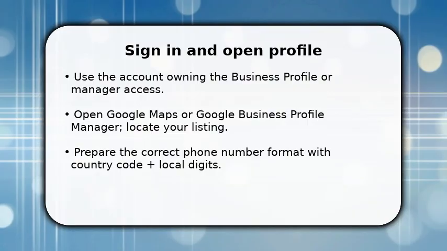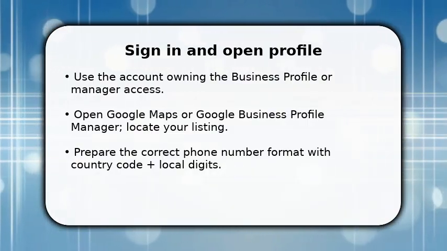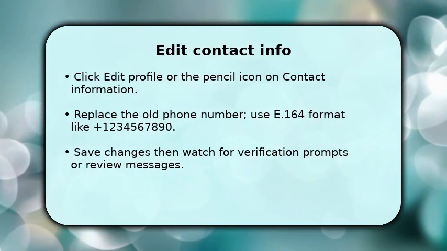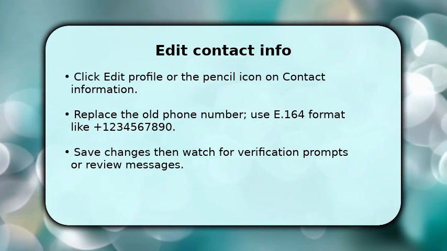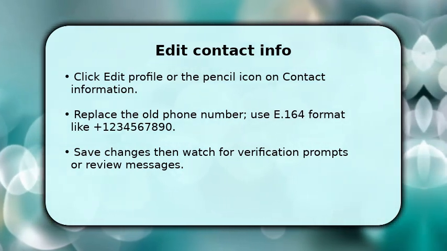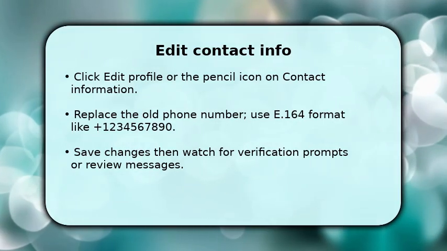Keep the phone number ready with country code and have any verification devices nearby, because you'll need to confirm ownership later. Now you edit the contact section. Click Edit Profile or the pencil, then find Contact Information and the phone field. Enter the new number using an international format like +1 followed by digits so Google parses it correctly.